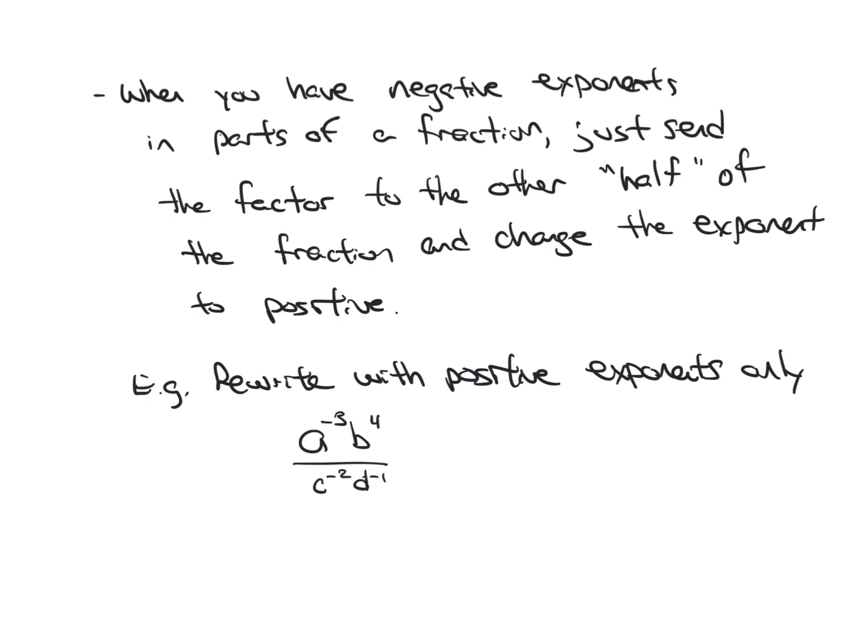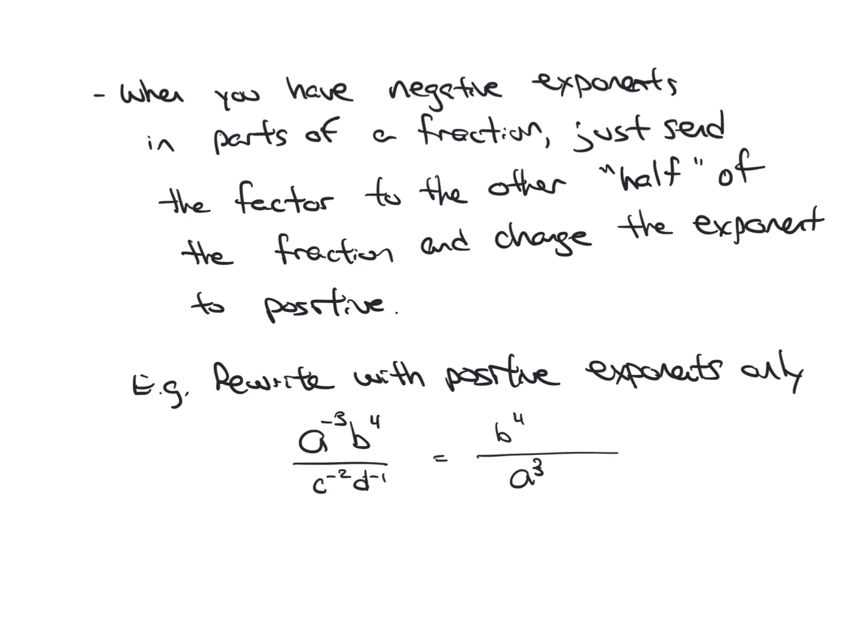Now, if we follow the shortcut I just wrote, basically whenever you see a negative exponent, I'm just going to draw the fraction line there first. Whenever you see a negative exponent in a fraction like this, just send that factor to the other half and change the exponent to positive. So the a to the negative 3 is on the top. I'm going to send it downstairs and change the exponent to positive 3. The b to the 4 can stay where it is because it already has a positive exponent.